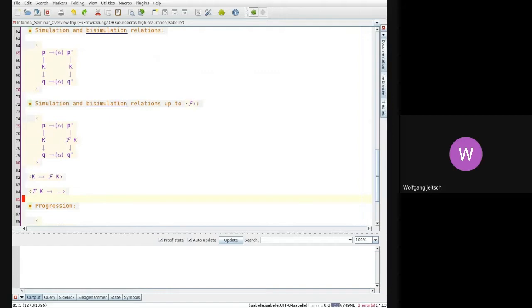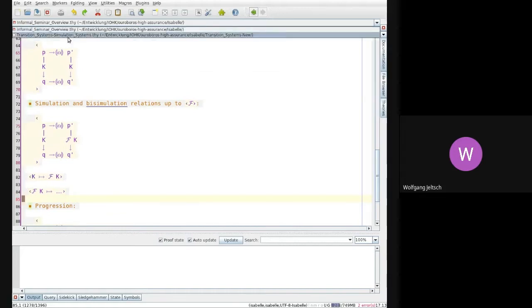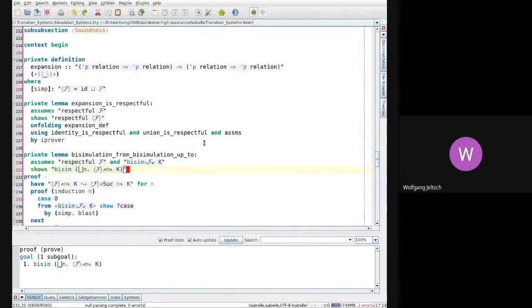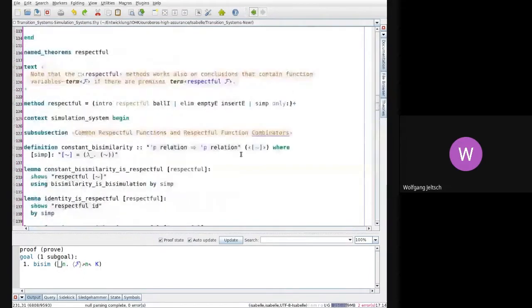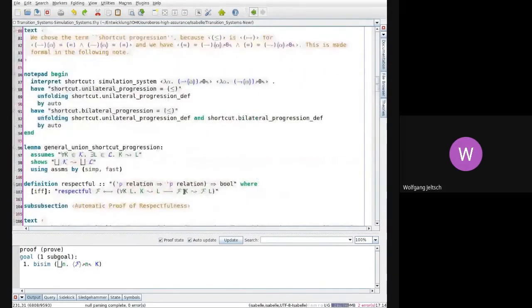So what are respectful functions? We have seen that, and it's a kind of preservation property. So function F is respectful if and only if for all relations K and L we have this property holding: if K progresses to L, then F of K also progresses to F of L. Now this uses this shortcut progression, but for now I want to just assume that it's not really shortcut progression, but it's this ordinary bilateral progression.